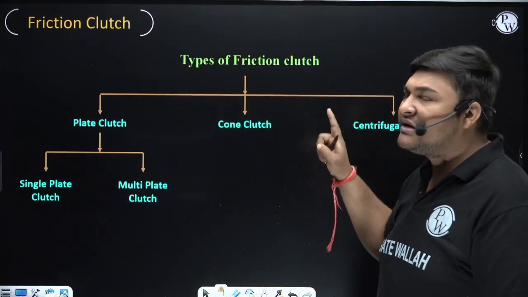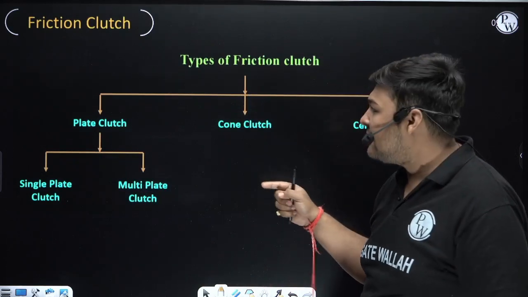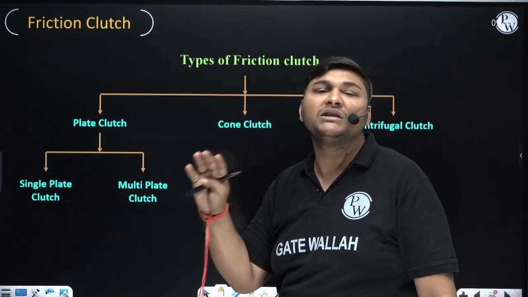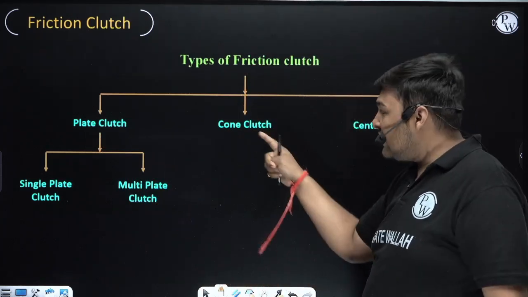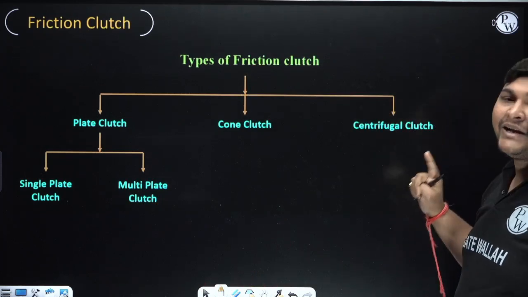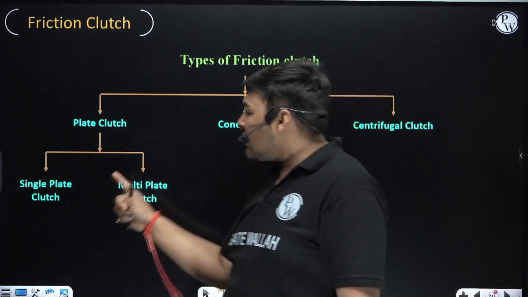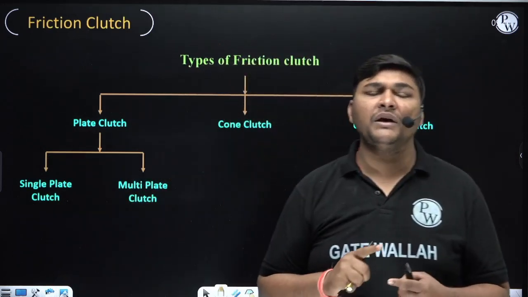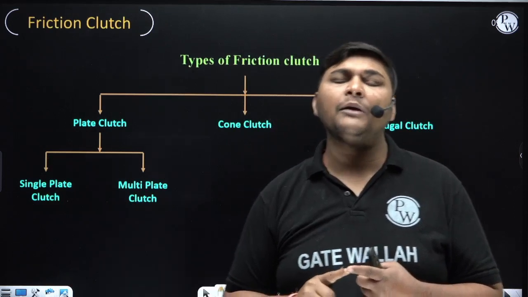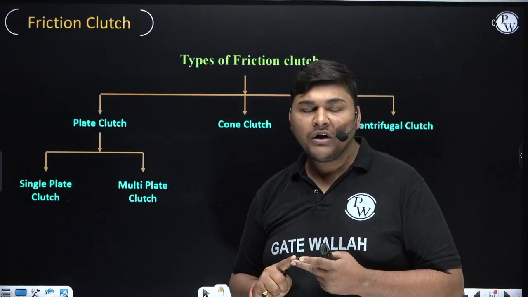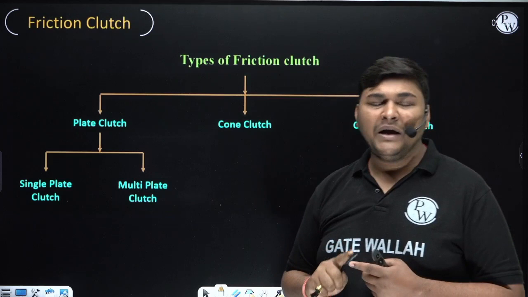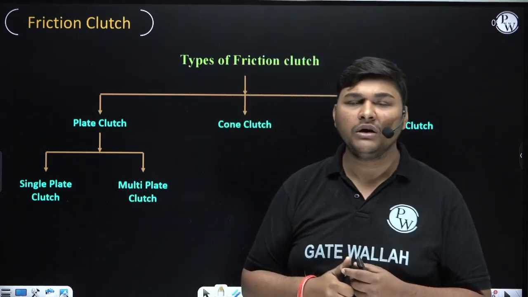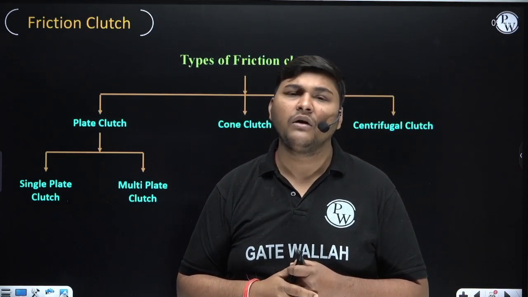Here I have already written the various types of friction clutch. Friction clutch is further classified as plate clutch. What is a plate clutch? We will discuss that in detail. Then the cone clutch, and the third classification is the centrifugal clutch. Plate clutch is further classified as single plate clutch and multi plate clutch. So these are the classifications of friction clutch. We will study three types of friction clutch: plate clutch, cone clutch, and centrifugal clutch.